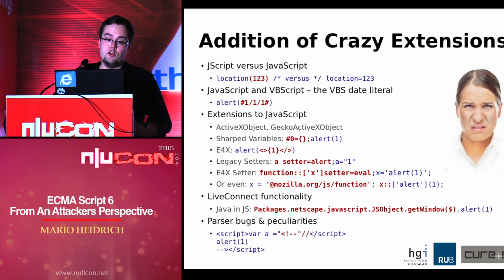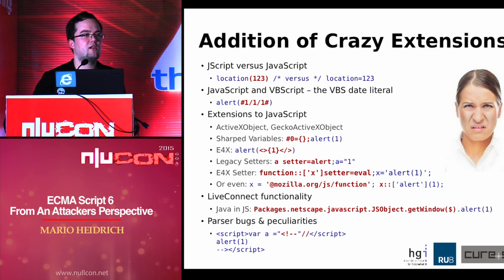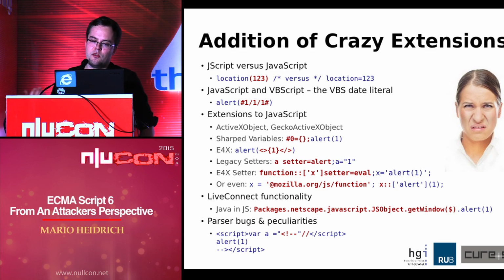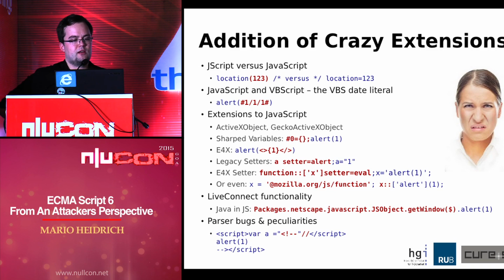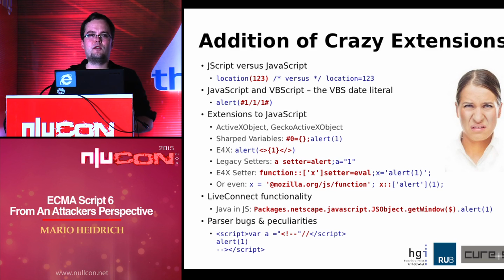We saw a lot of extensions to JavaScript because JavaScript itself wasn't fairly powerful, so developers and especially browser vendors decided to want more and implement things on their own. In IE, we saw the ActiveX object, which was the most horrible idea that they ever had, and the Mozilla people thought that the idea was so horrible that they tried to imitate it and created the Gecko ActiveX object that luckily never took off.